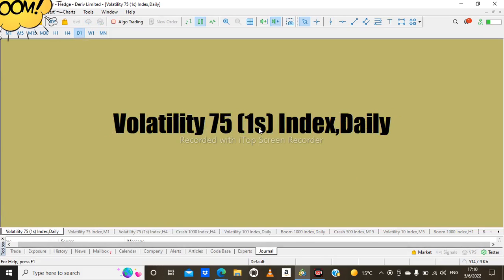But again, let's go on smaller time frames. Let's see what's going on on smaller time frames. So yeah, this is basically what we do when we're analyzing the charts.